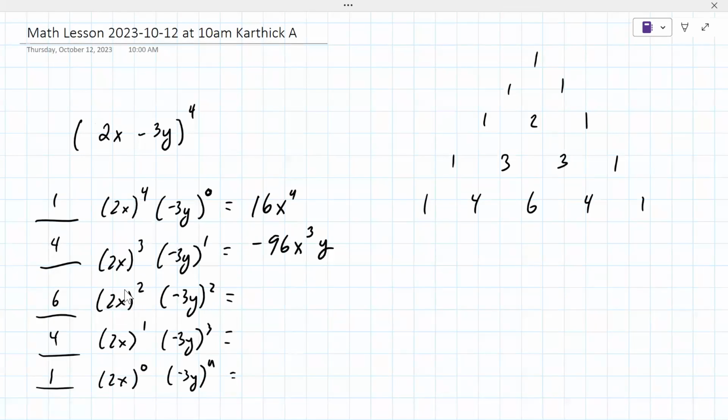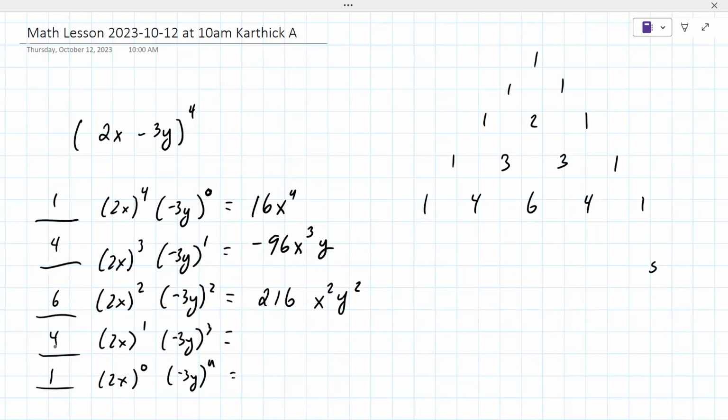The next one here is 4x squared times 9, 36. 4 times 9 is 36, times this 6. The order doesn't matter how you do it. 36 times 6, I think, is 216. Might be good to double check that. Then you've got 2 times 27, that's 54, times 4.